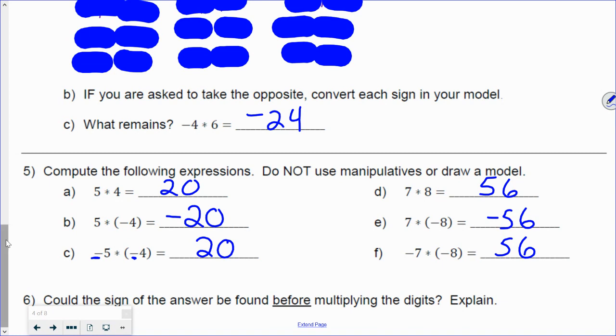Okay, so if we thought about this, could we determine the sign of our answer before we actually multiply the digits and explain? I would say yes, we can most definitely know. Okay, so if I know I have a positive group with a positive number being multiplied, we're going to have a positive answer. Okay, you could figure out if I have 5 sets of a negative number, my answer is going to be a negative. If I have a negative number of groups, that means I'm going to have to take the opposite of that negative. I'm going to have a positive. Okay, so yes, you can.